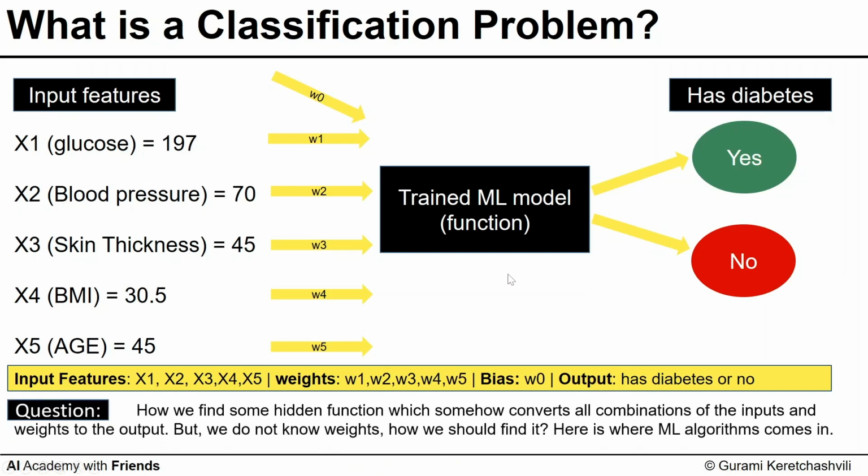The question is, how do we find some hidden function which somehow converts all combinations of inputs and weights to output? Even though we have features, we don't know its weights. We don't know the exact values of W1, W2, W3, W4, and W5. Here is where machine learning comes in.